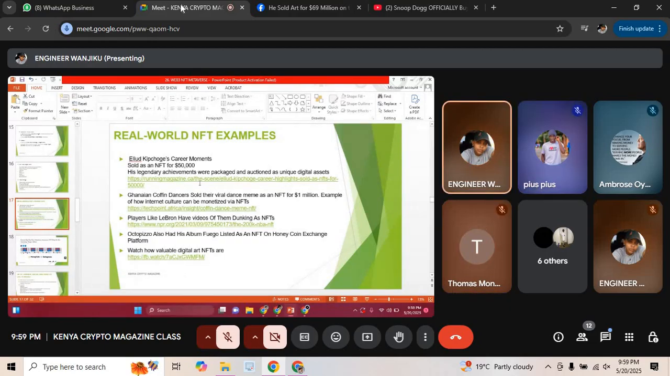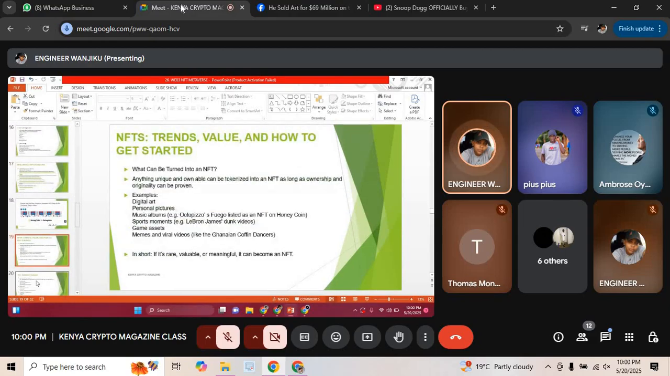And lastly, Thomas, your hand was also up. How many combined pictures were these, or art? How many arts were those? 5K. Yes, 5,000. So, 5,000 pieces. So that's basically how NFTs operate, or how much an NFT can go for. $69.3 million. So let's look at NFT trends, value, and how to get started.